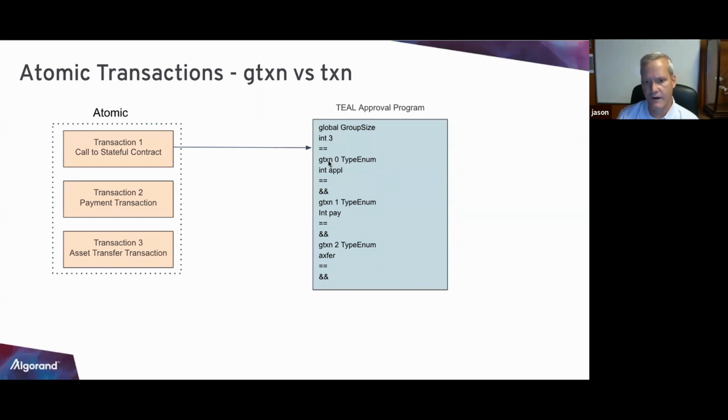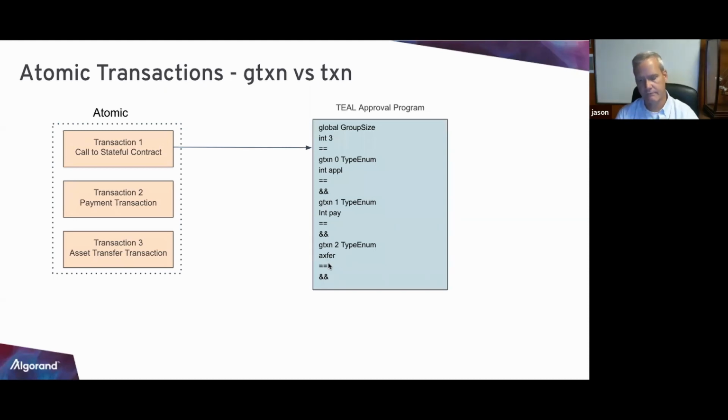When I say GTXN 0, that means give me the first transaction in the group, and I want its type enum that we covered just a couple slides ago. So, is this type application? And if it is, I'm ANDing those 2 sets of conditions together. I'm checking the second transaction to see if it's a payment transaction, and those conditions together. And then the third transaction, is it an asset transfer? And those three conditions together.